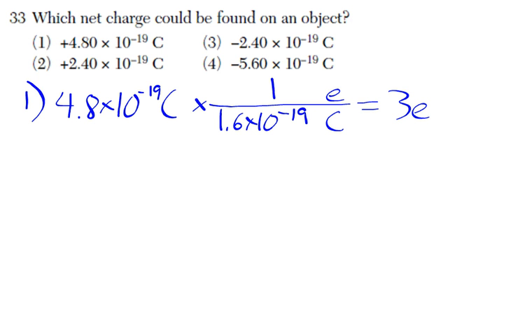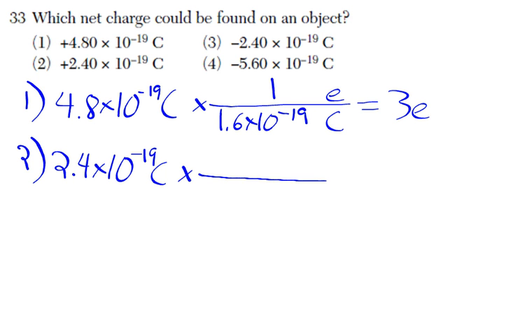But let's double check. Let's check the other ones. For number 2, we have 2.4 times 10 to the minus 19 coulombs. Now for this one, I need to make sure that the C is on the bottom and the E is on the top so that the C's cancel out.